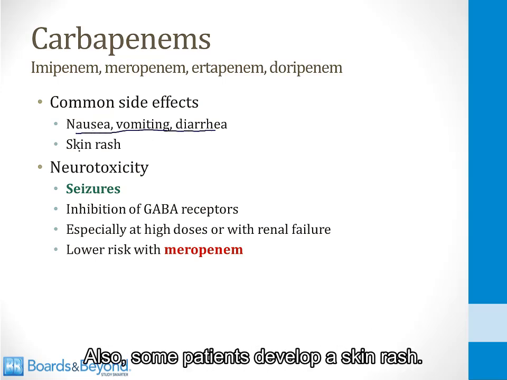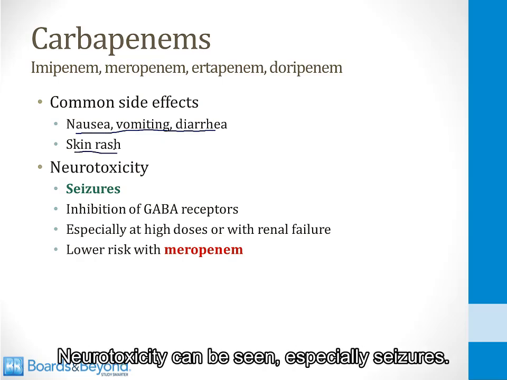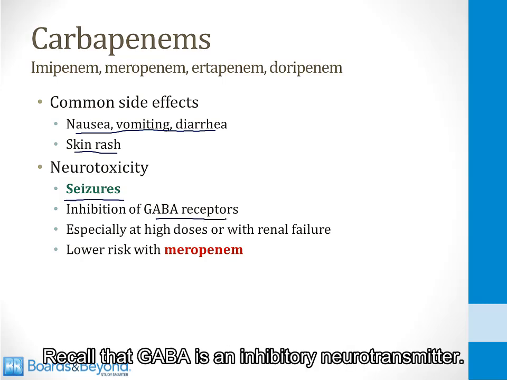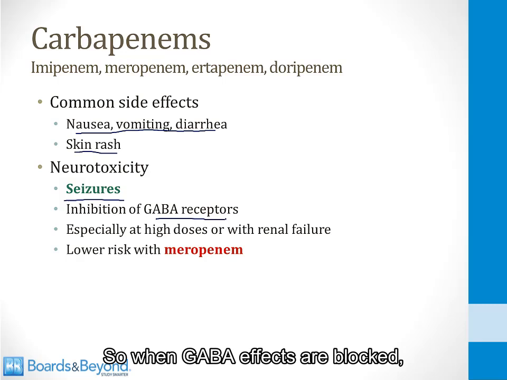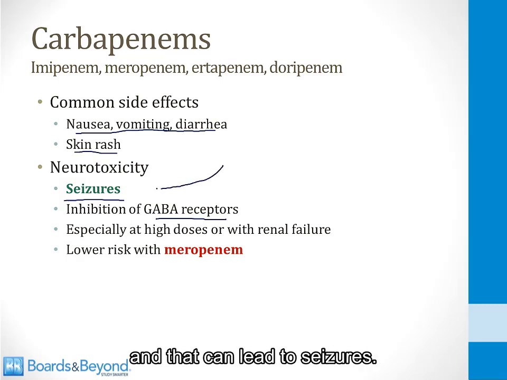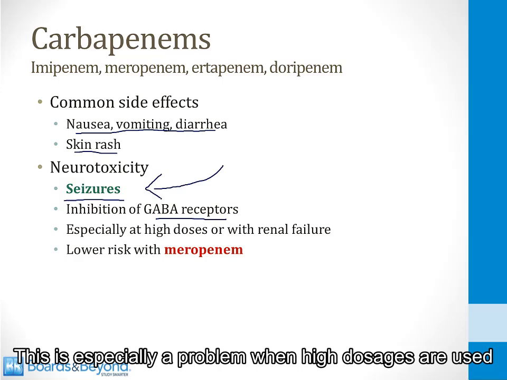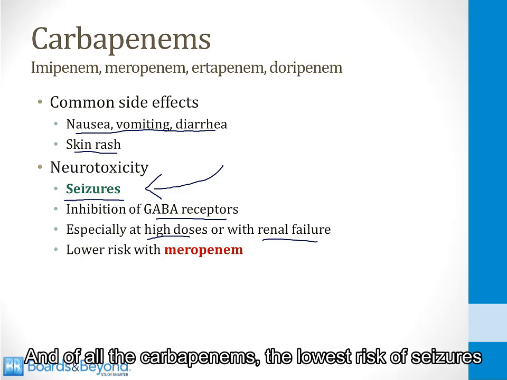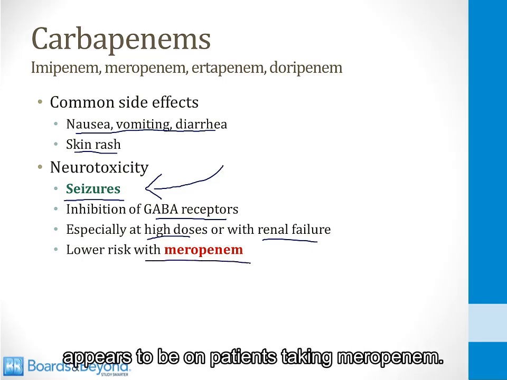Also, some patients develop a skin rash. Neurotoxicity can be seen, especially seizures. This occurs because these drugs have been shown to inhibit GABA receptors. Recall that GABA is an inhibitory neurotransmitter, so when GABA effects are blocked, you can have overactivity of neurons, and that can lead to seizures. This is especially a problem when high dosages are used or in the setting of renal failure. And of all the carbapenems, the lowest risk of seizures appears to be in patients taking meropenem.